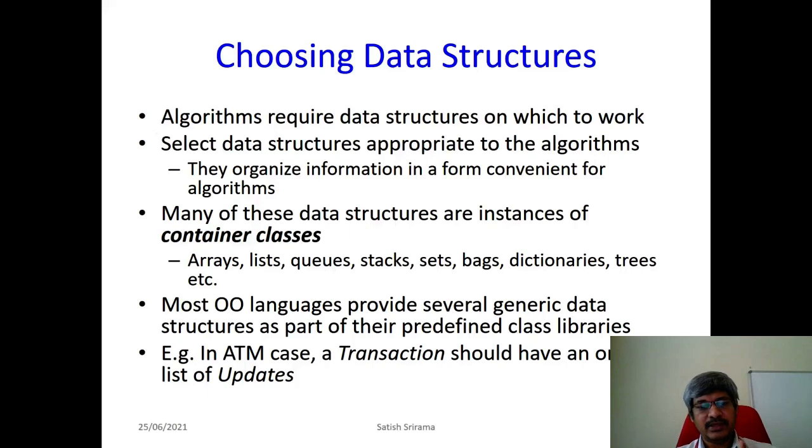Say, for example, if you think in terms of where you need such data structures, think in terms of the ATM case, which I have been talking about. If you have transactions, the transactions should have several updates happening. We already discussed this during the previous video. So processing a transaction has several of these responsibilities, and it has to deal with a lot of updates. So a transaction actually needs to have this sort of ordered list of updates. That's about choosing the right data structures.